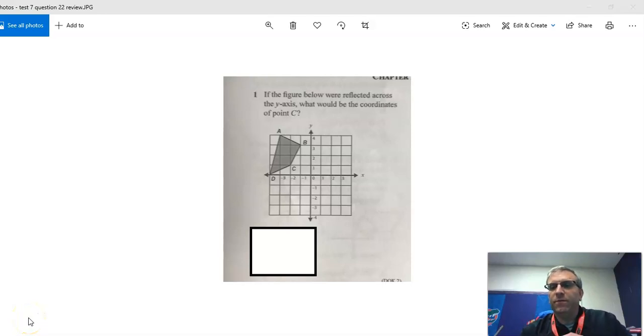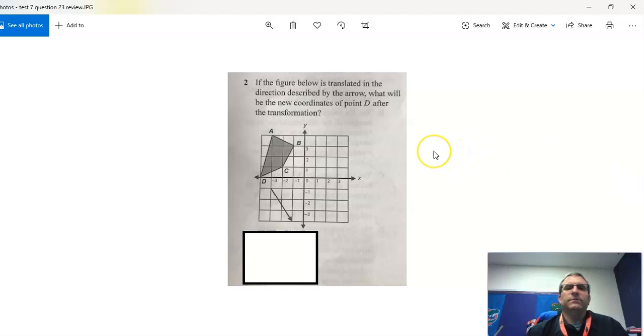This is the review for your test tomorrow, the second part of your test. We have an object here that is reflected across the y-axis. When it reflects across the y-axis, your y values stay the same, your x values change their sign. And they want to know what the new value of C is. All right.